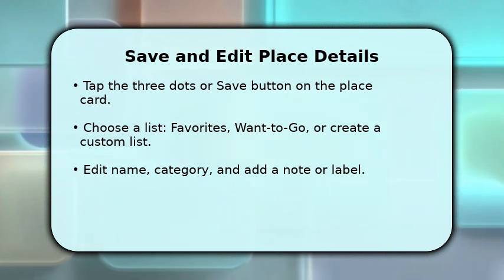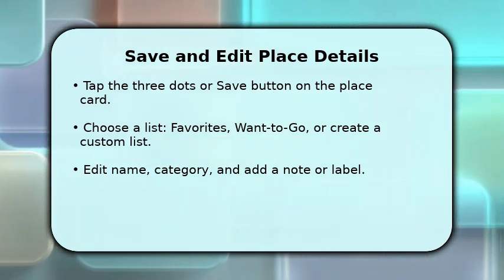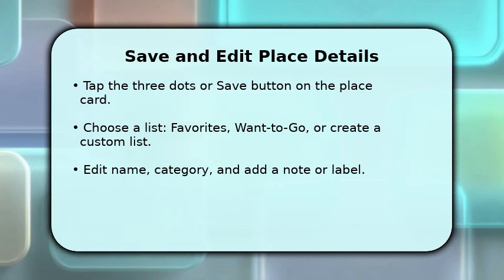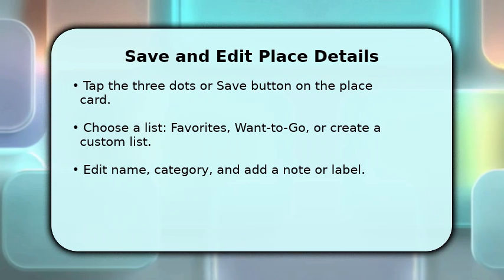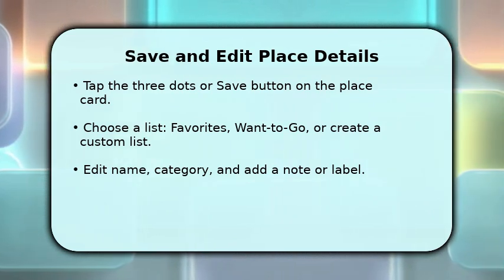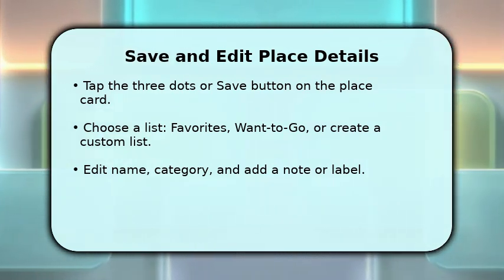After saving, edit the place name, choose a category, and add a note such as parking details or an apartment number. These edits make the place more useful. Make sure to confirm changes so the saved entry reflects exactly what you expect.